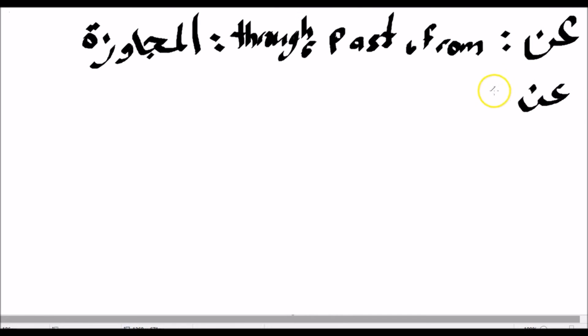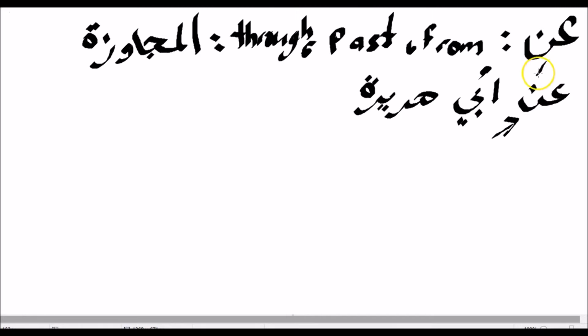عن أبي هريرة رضي الله تعالى عنه. عن, meaning the narration was passed down from, on the authority of Abu Hurairah رضي الله عنه.